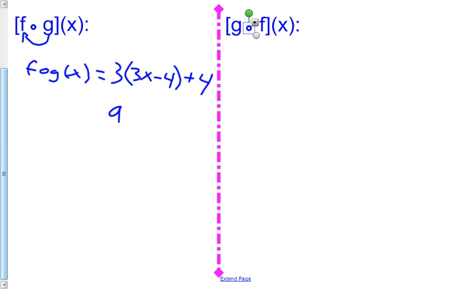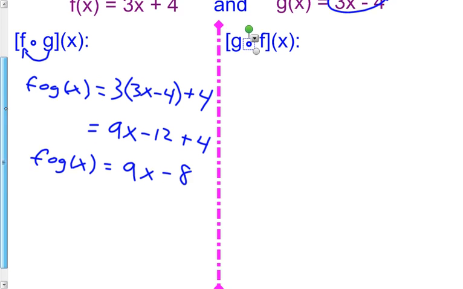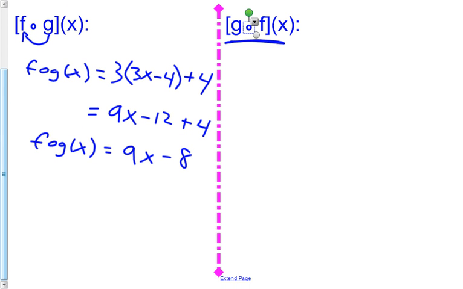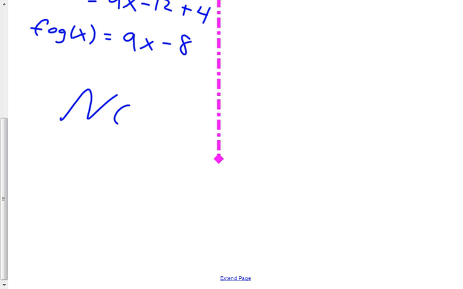Simplifying, 9x minus 12 plus 4. For f of g of x, we end up getting 9x minus 8. Does this equal x? Absolutely not. You can stop right here. You don't even need to do g of f of x because they both have to equal x. But if f of g does not, then absolutely not. They are not inverses.